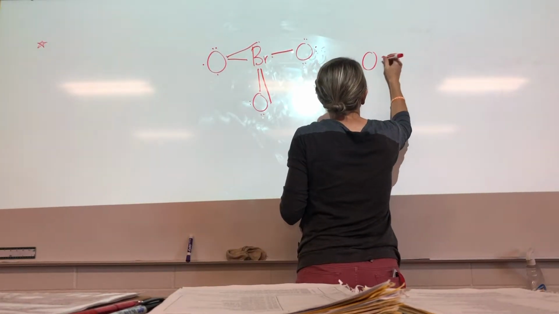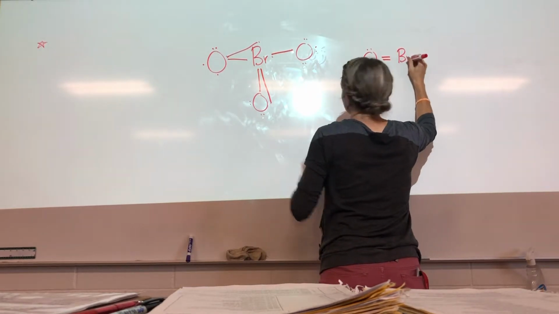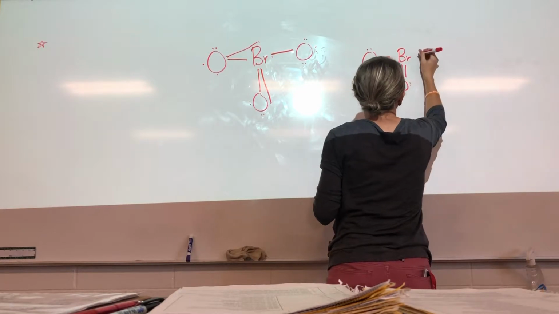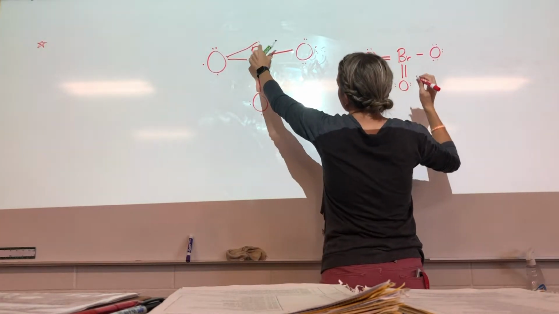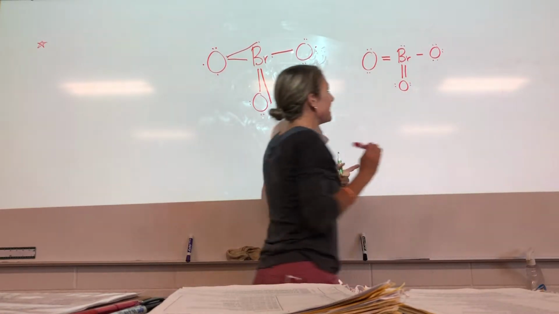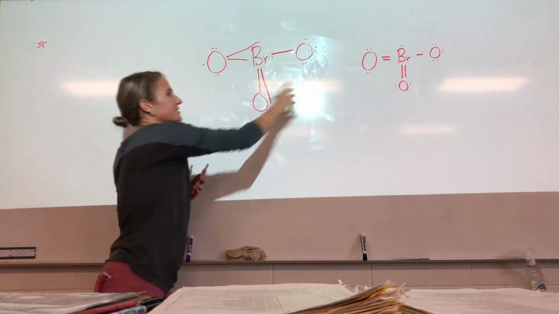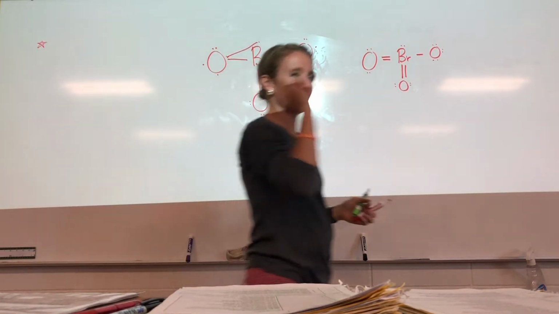So we have an O double bonded with 2 lone pairs. Same thing on the bottom: double bond, 2 lone pairs. Single bond, 3 lone pairs, and then the bromine has 1 lone pair. So that's just that cleaned up. Bromine has like 12. Okay, so this is where it looks weird.